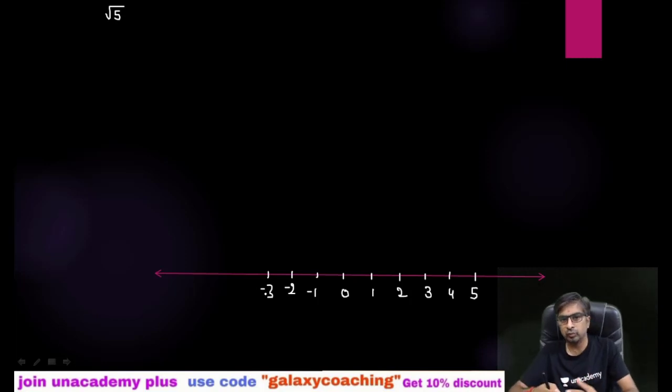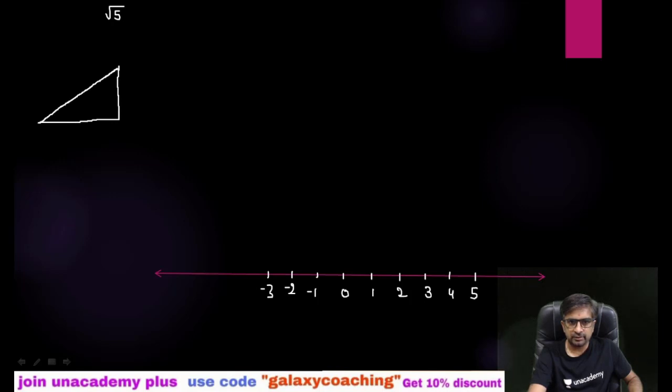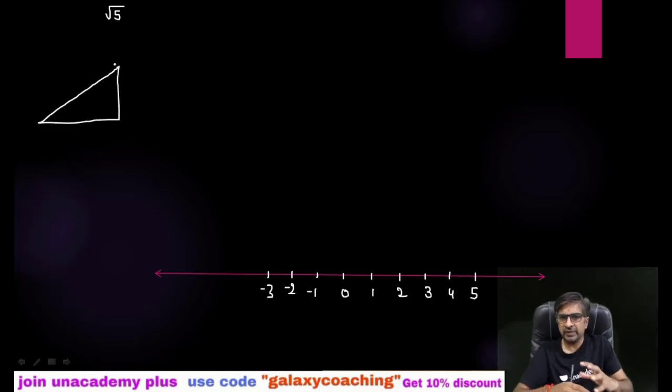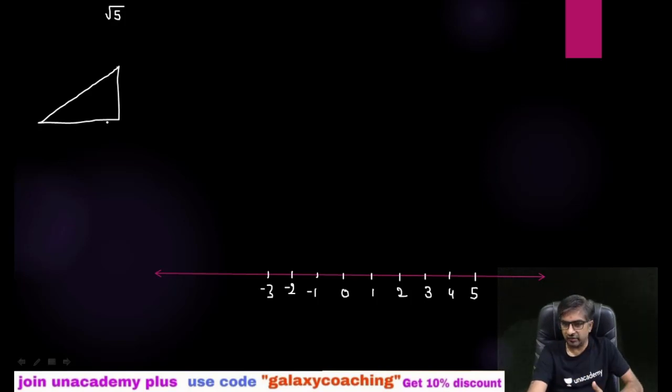So what we need to do? First of all, we need to form an imaginary right angle triangle, or you can draw a rough right angle triangle. By putting values of these two sides by ourselves, we have to find out this hypotenuse as root 5. How we can do that? So first of all, we need to make a rough figure and we need to find out this hypotenuse as root 5.